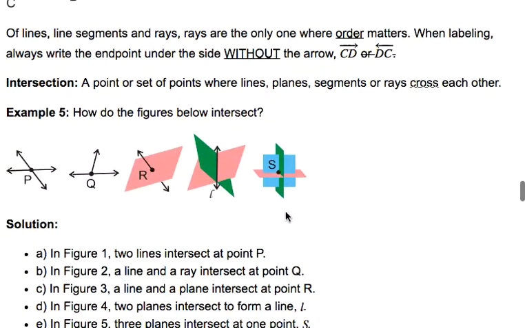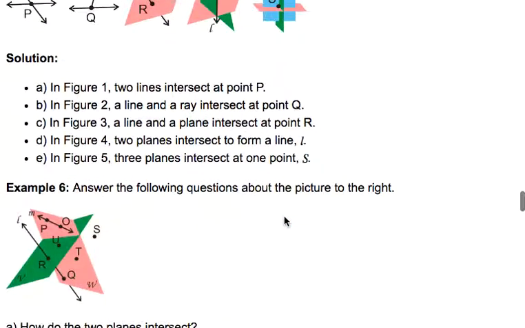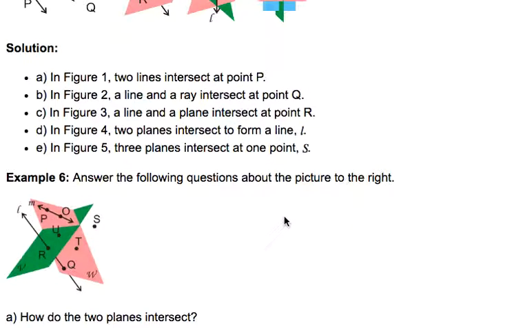Now, I challenge you to think of other ways that you could create intersections between 3 different planes. Okay, this is not the only way that 3 planes can intersect. So this is a nice thinker question, and I encourage you to come to class with some ideas of how you could arrange 3 sheets of paper such that it creates different possibilities. Okay, continuing on, let's look at example 6 and answer the following questions.